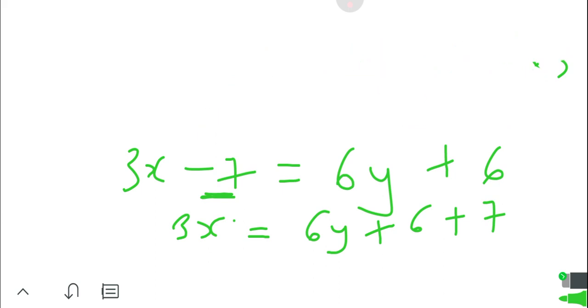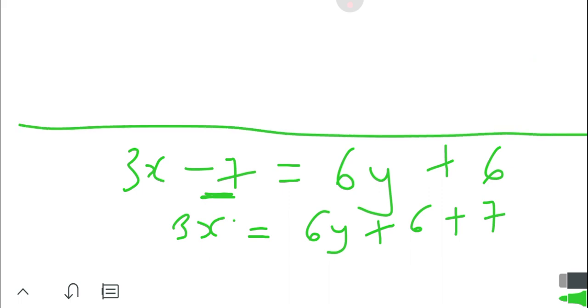So I'm going to continue the solution at the top. So now you have 3x is equal to 6y. So 6, 7, you can add them. So 6 plus 7 gives us 13. Right. Still, x is not alone.